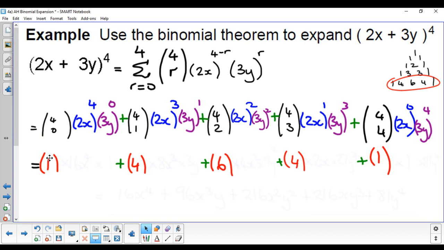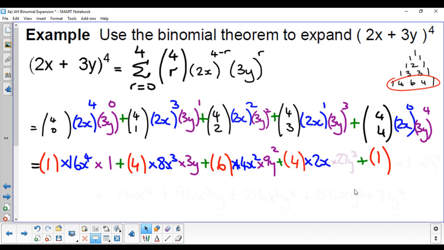I'm going to now start expanding this. So 2 times 2 is 4, times 2 is 8, times 2 is 16. So that's 16x to the 4, and anything to the 0 is 1. That is 8x cubed, and that is times 3y. That is 4x squared, and that is 9y squared. 2x, just itself, and 27y cubed, and then to the 0 is 1, and then times by 3 again, you get 81y to the 4.